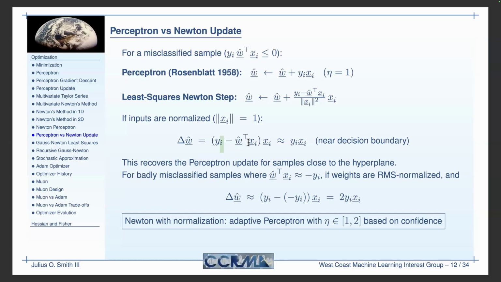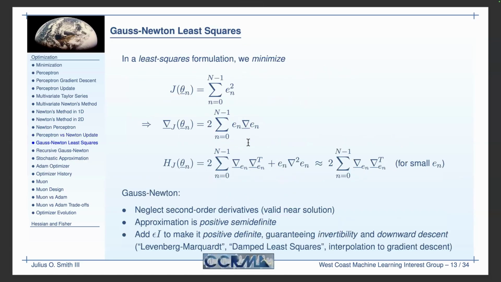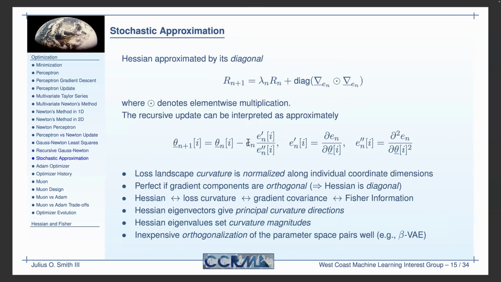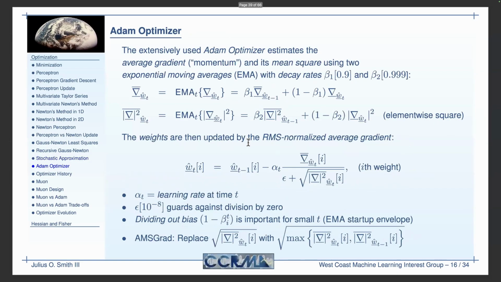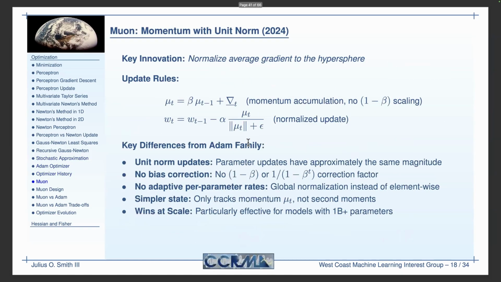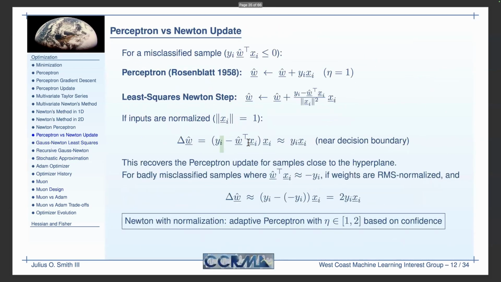So we are approaching time. I guess we can wrap up the perceptron and Newton, because the next topic was Gaussian least squares and recursive. This is the stuff that I worked on. Then the stochastic approximation just does a diagonal approximation to the Hessian, and that's used, and that sort of takes you to Adam and then Muon. So we almost made it, but we didn't quite get out of the perceptron. If we can do Adam and Muon next week, I think that would be great. Okay, sounds good.